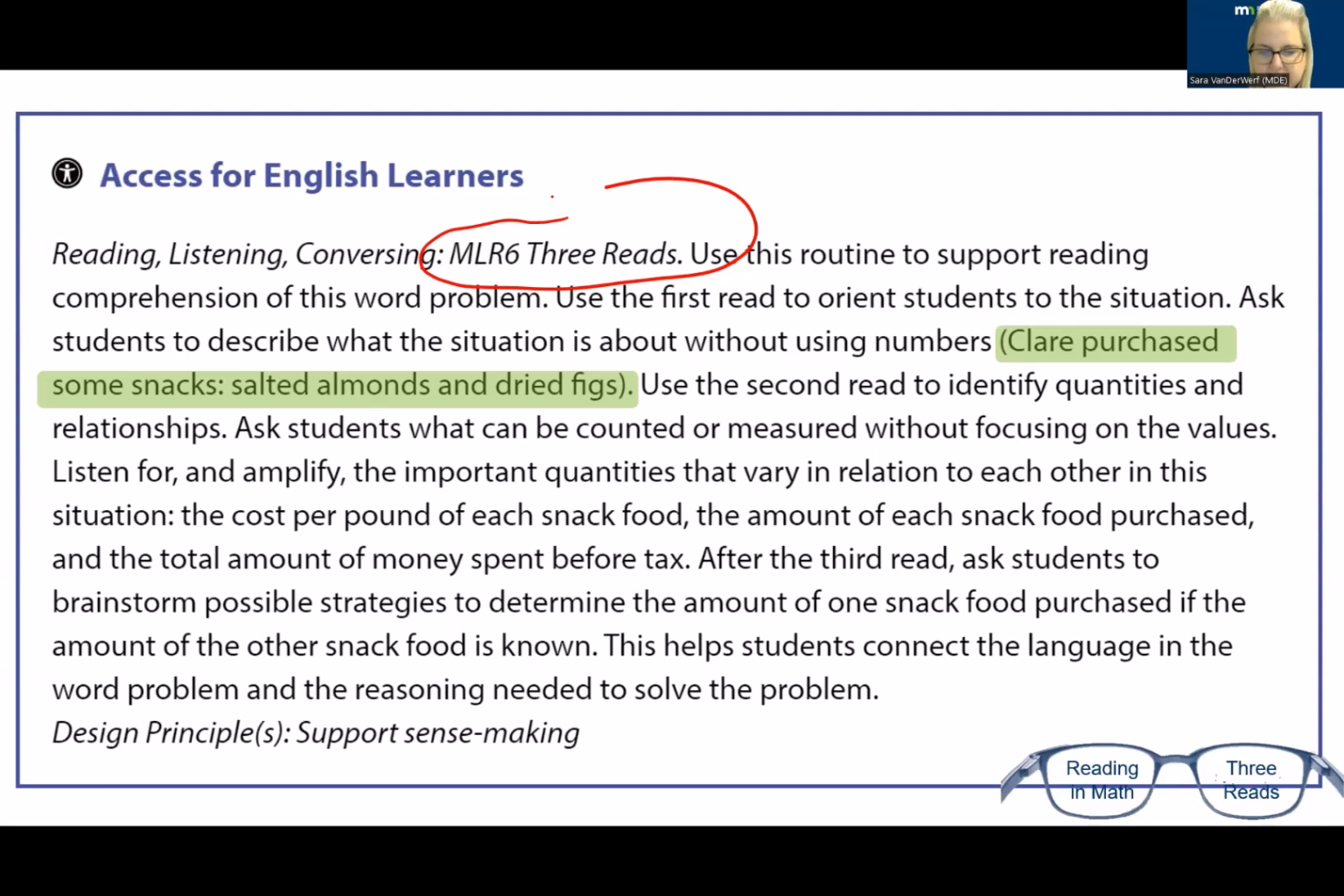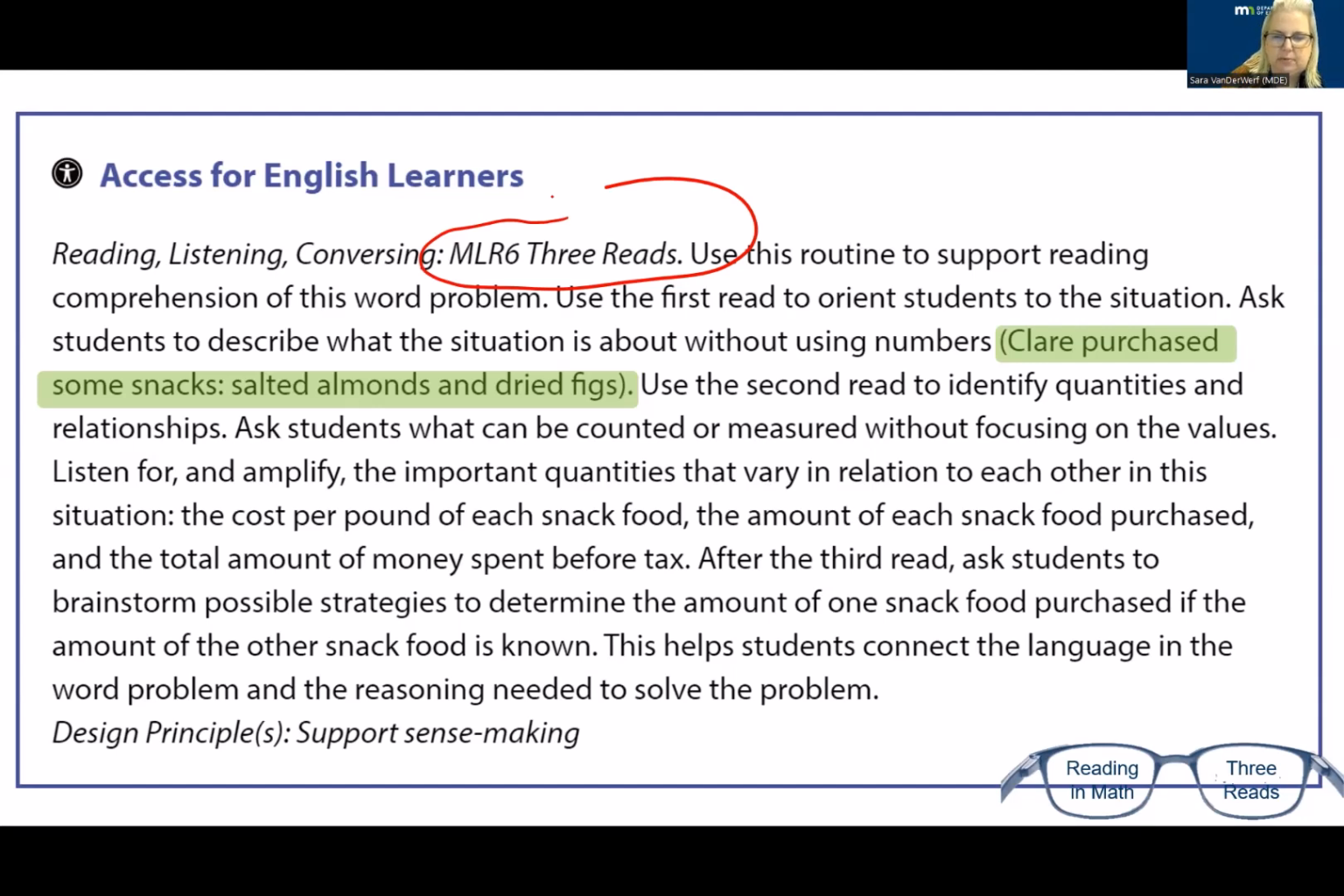Claire purchased some snacks, salted almonds, and dried figs. That's pretty much all you have to get out in the first read. Students might say other things like, wow, that's a lot of money for snacks. But for the most part, we're just trying to get out the basic story. Notice there's no math there. We're not getting to the numbers. We're just doing that in the first read. All right, that's the first read.